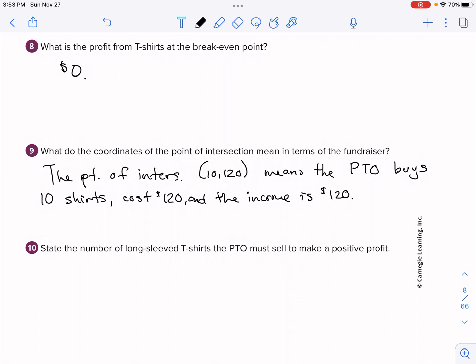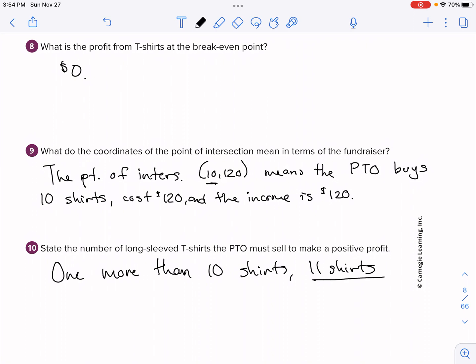And then number 10, right? State the number of long sleeve t-shirts the PTO must sell to make a positive profit, right? If 10 t-shirts doesn't give us a profit, $0, we just gotta sell one more than 10 shirts, right? So we'll just say one more than whatever your answer is, your break even. It's always one more than it. One more than 10 shirts. So simply, we'll just say 11 shirts. Okay. All right, good there.